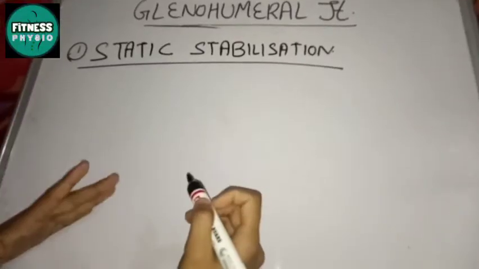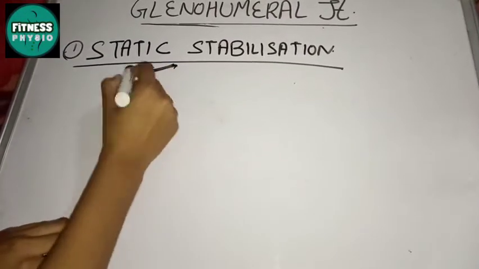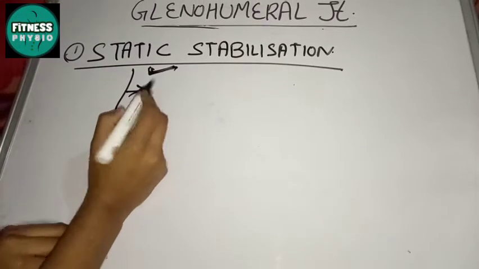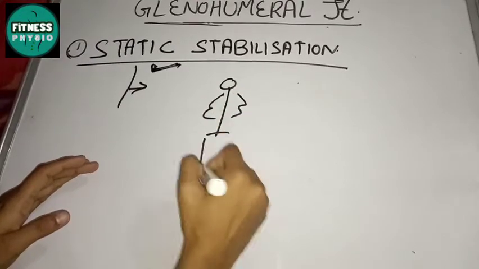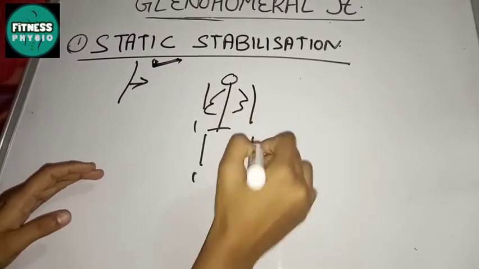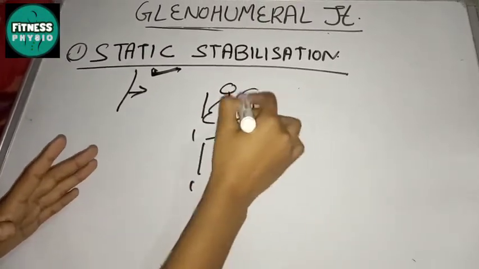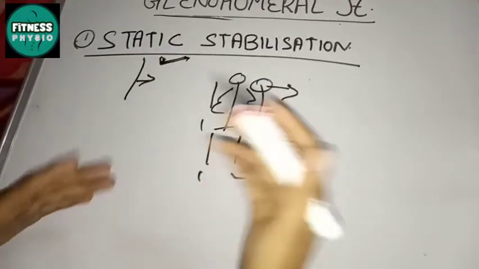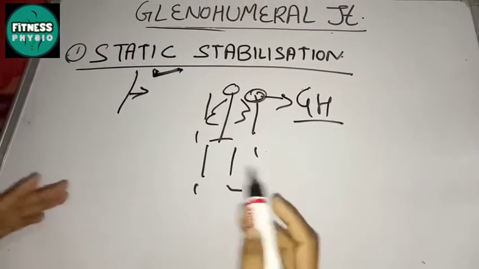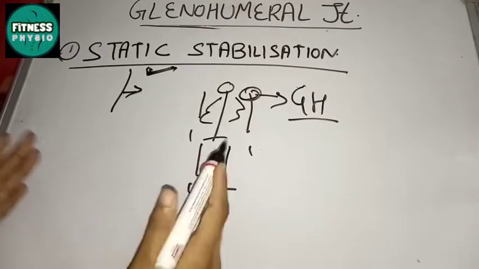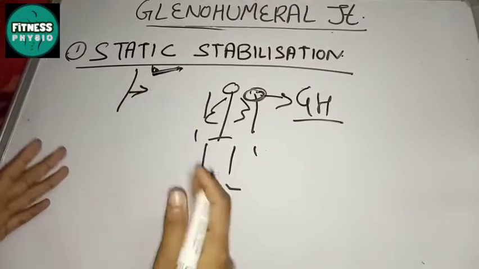Now we will be discussing static stabilization. Let's clear it out. What is static stabilization basically? What happens when you are standing stationary? Let's suppose you are standing stationary. What structure is helpful in making your GH joint stable? If you are not doing anything, you are not holding anything, what structure will be helpful in making your arm or GH joint stable? We will be learning about these structures.